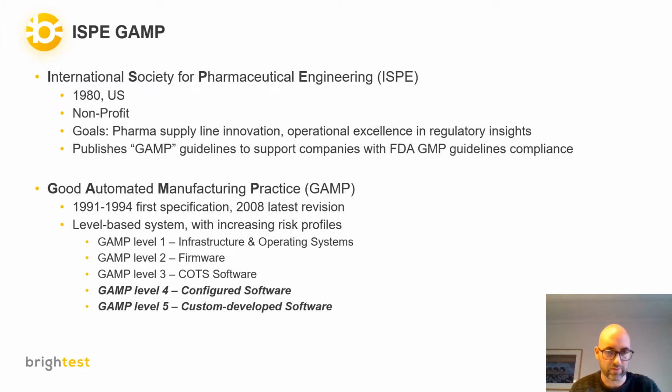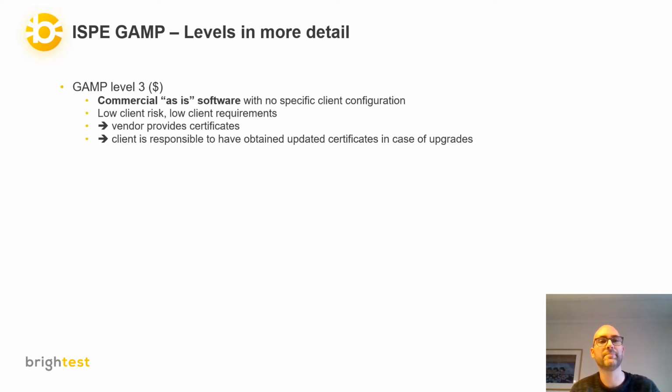So there are 5 levels defined, going from very basic systems in the network up to the custom developed software for business needs that you may need. Since we are focusing mostly on business software, most of the times you will see GAMP level 3, 4, or 5 systems. So let's zoom into those levels in more detail.